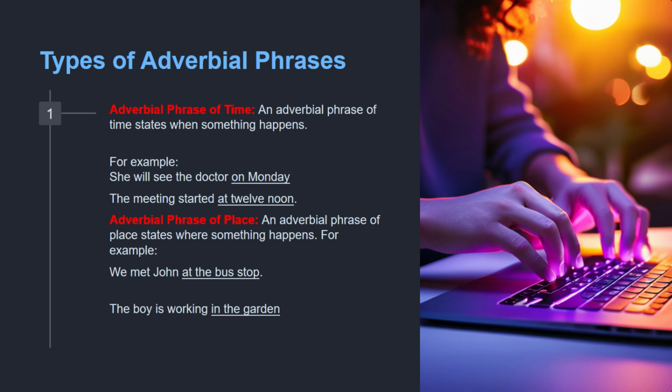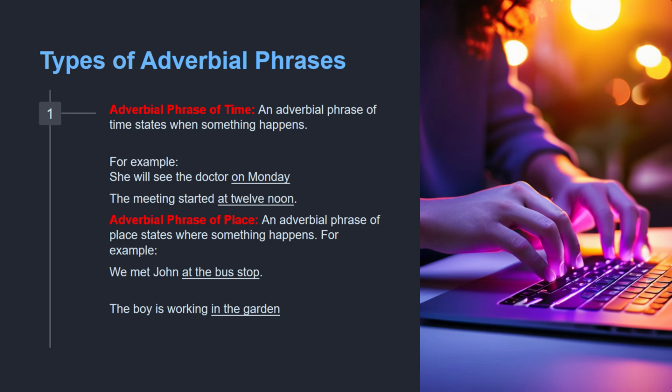Let's look at the types of adverbial phrases. Remember that we have adverb of time, adverb of place, adverb of frequency, adverb of manner. All these are examples of types of adverb, and we also have it in adverbial phrases. We have adverbial phrase of time. An adverbial phrase of time states when something happened. When an adverb states when something happened, it is known as adverbial phrase of time.